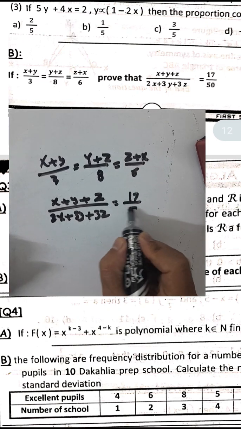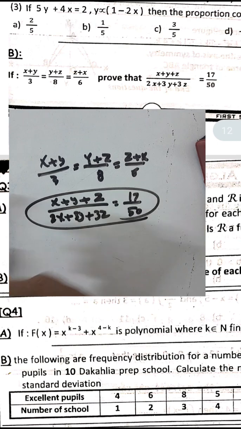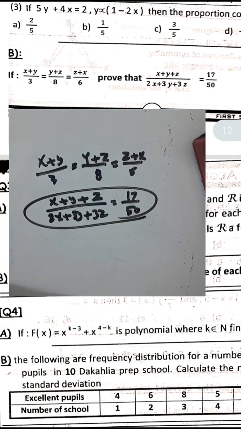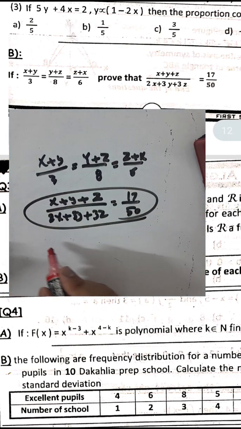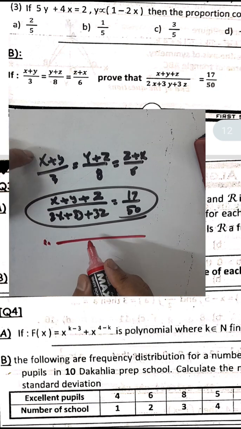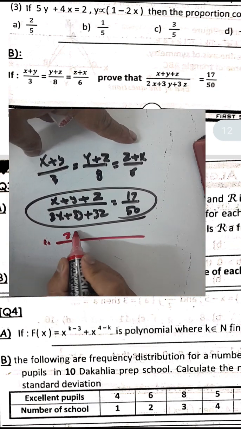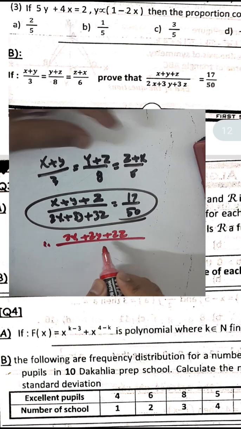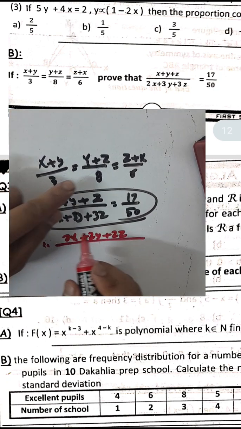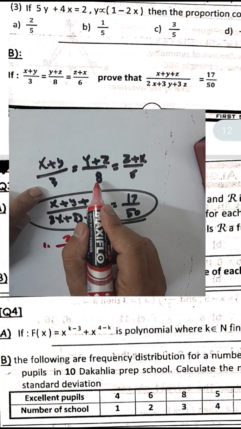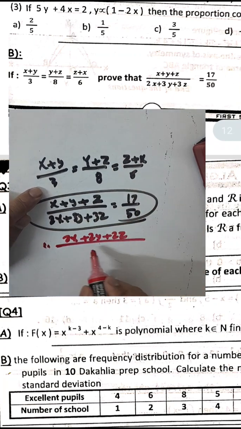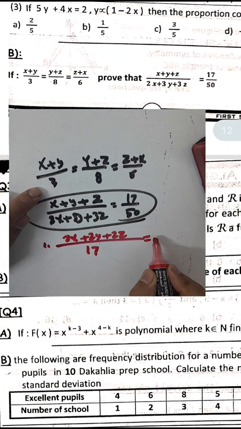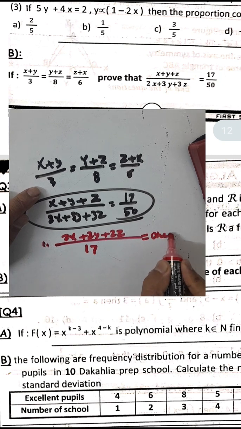equals 17 over 50. We can prove that by adding all the numerators together and all the denominators together. Then we can add x plus x, it will be 2x, and y plus y, it will be 2y, and z plus z, it will be 2z. And here 3 plus 8 plus 6, 3 plus 8 is 11, 11 plus 6, it will be 17. So relation number 1 equals one of the ratios.